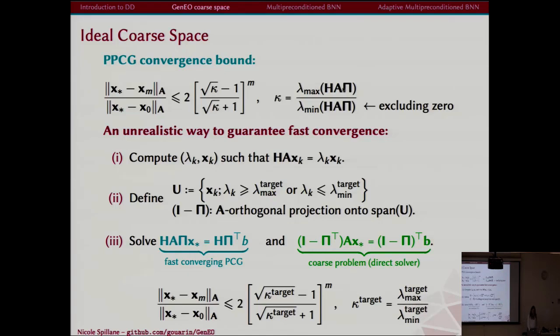So if I were able to compute the spectrum of HA, that is, get all the eigenvalues lambda k and eigenvectors xk, then I could just choose a target condition number, kappa target, by choosing a lambda max target and a lambda min target, and then put into my coarse space the eigenvectors corresponding to eigenvalues that are either too large or too small to get this kappa target. Okay, that's something I could do. Then for the problem in blue that I solved with PCG, I would get the convergence bound with my target condition number plugged into it. So essentially, I can converge as fast as I want.